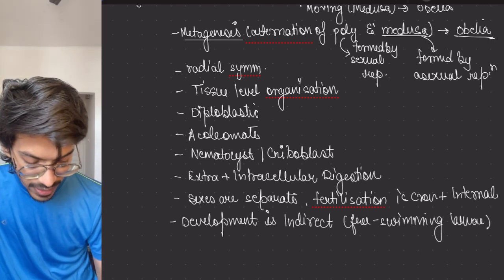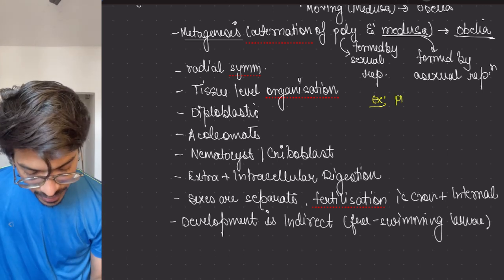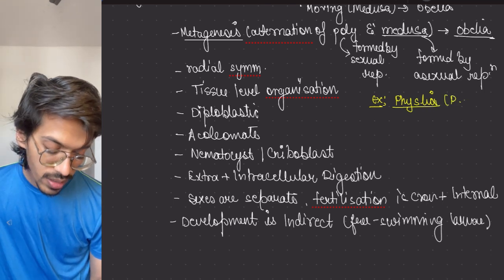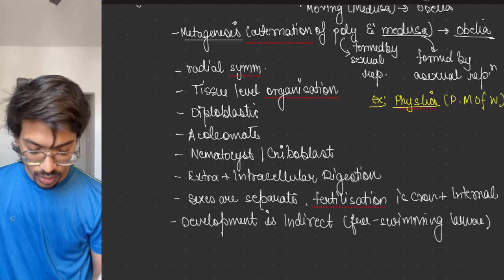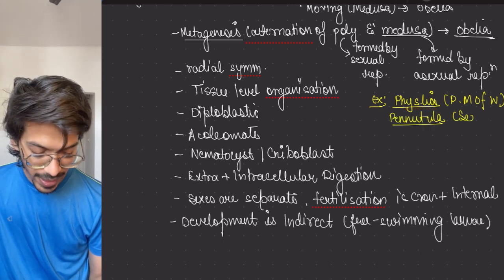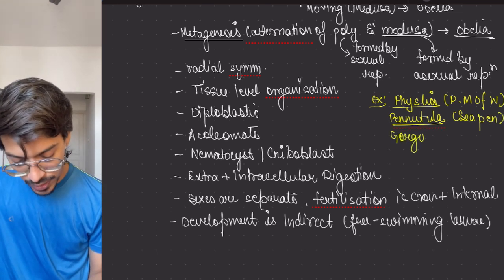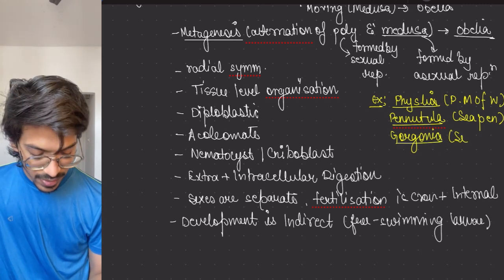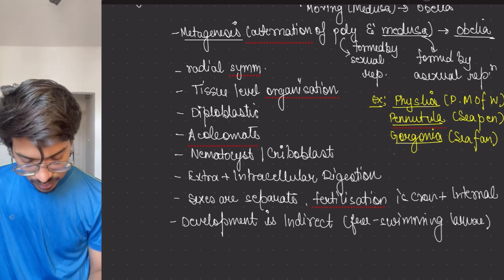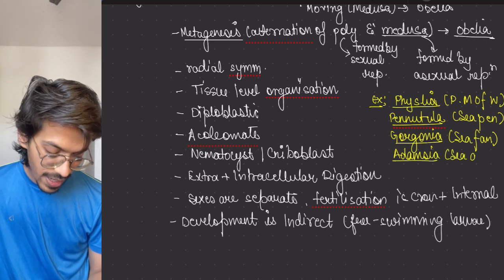Then the next most important thing is the examples. So here we have a bunch of examples which we have to remember. Number one is Physalia. Physalia is what? Portuguese man of war. Okay. Then we have Pennatula. Pennatula is the sea pen. Okay. After that we have Gorgonia. It is the sea fan. After that we have Adamsia. Adamsia is the sea anemone.